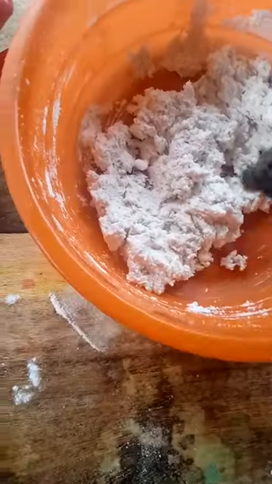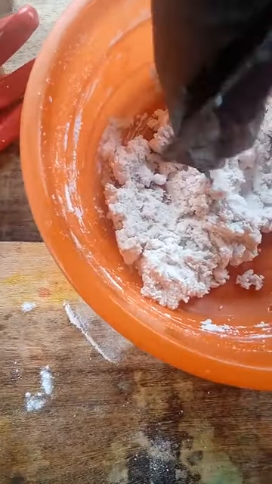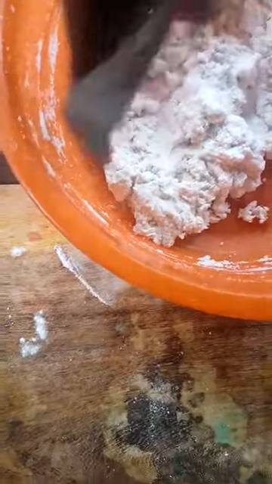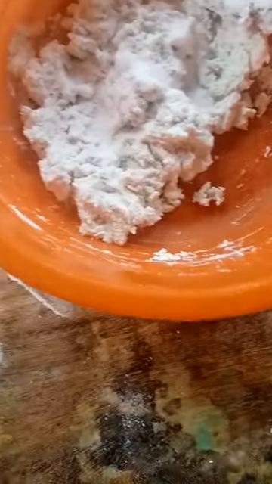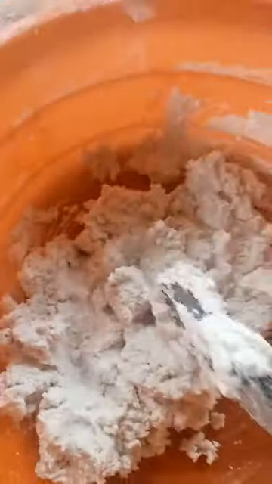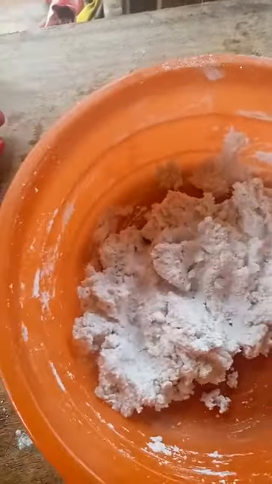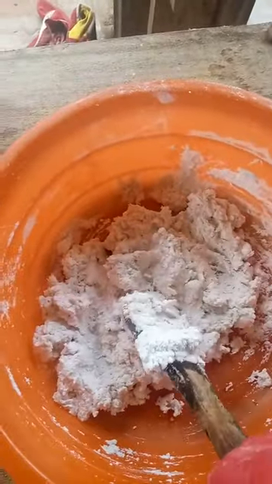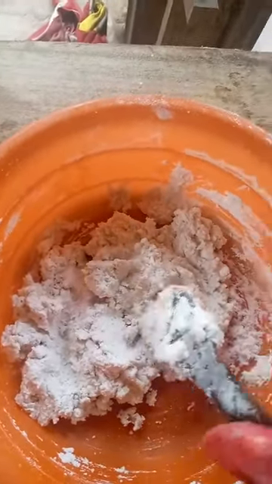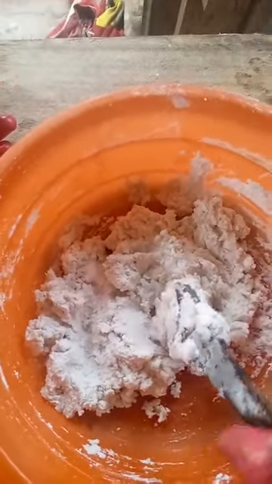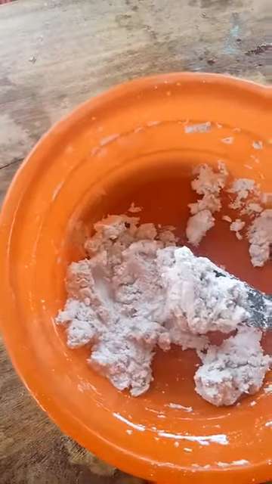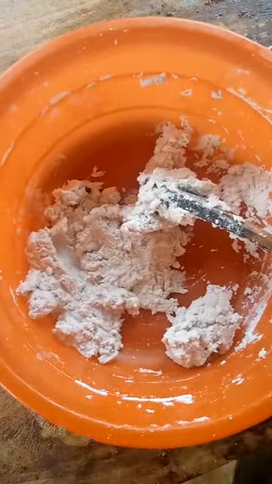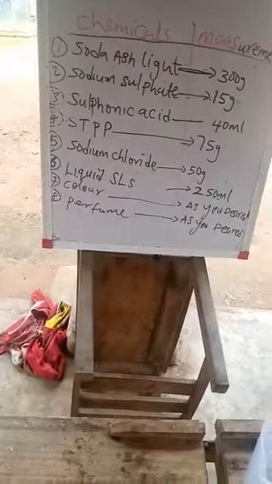That is our 15 grams of sodium sulfate. After adding it, you stir very well, you mix very well. Let's mix about 5 minutes before moving to another step. So after mixing about 5 minutes, the next thing is to add your sulfonic acid.